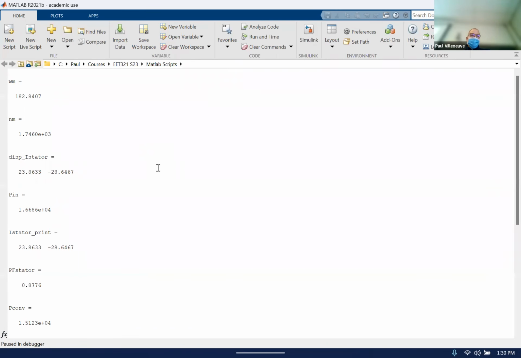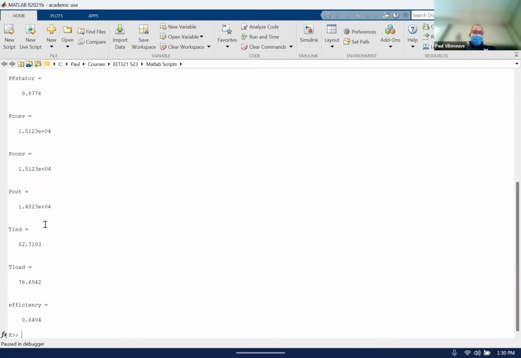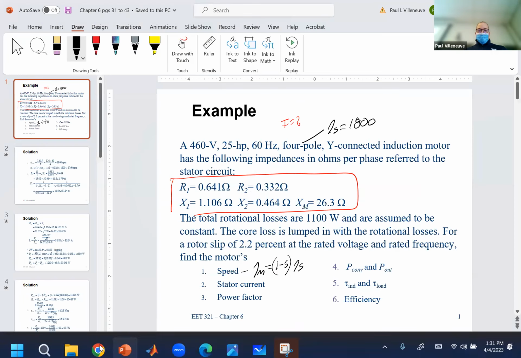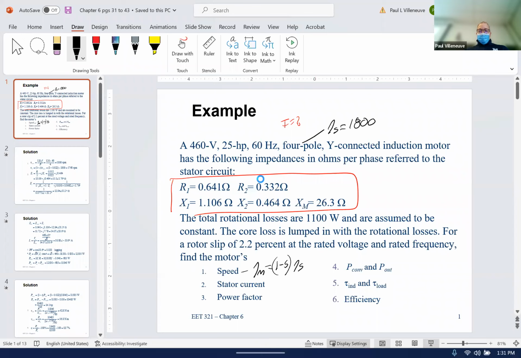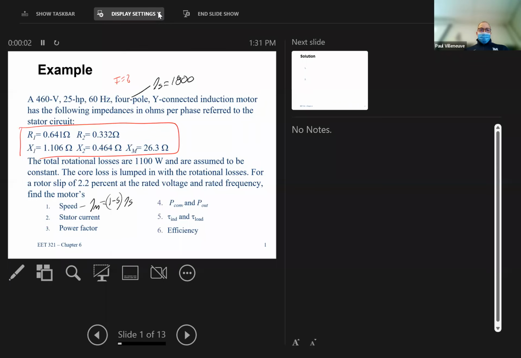Then I have my input power. And then I don't remember why I did this. I have to check. My power factor of my stator, my converted power, my output, I'm not sure, I must have a typo where I did that twice. My output power, my induced torque, my load torque, and my efficiency. I'll show you here in MATLAB, so we'll see it all here, the actual calculations, and then we'll bring it up in MATLAB. And I'll give you lots of time to ask questions.